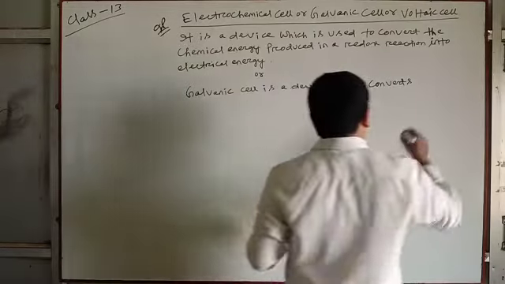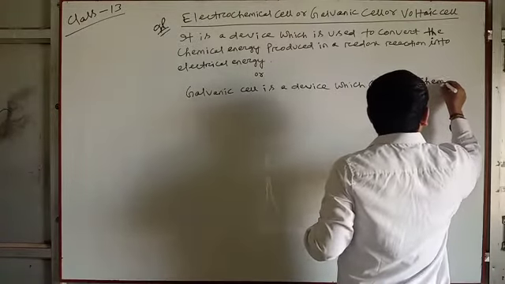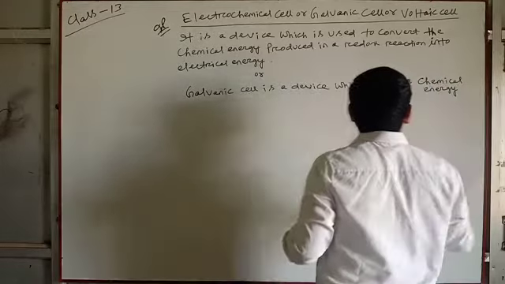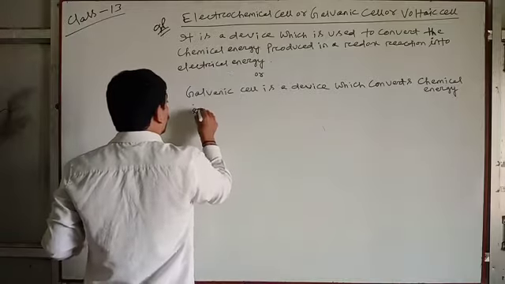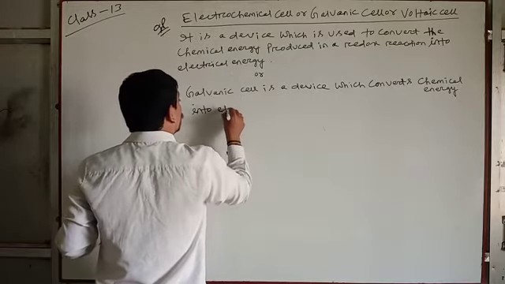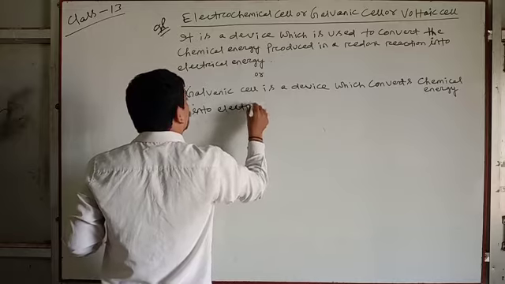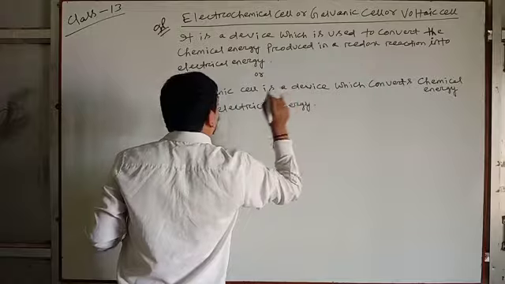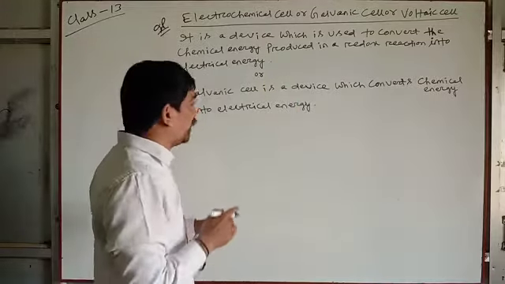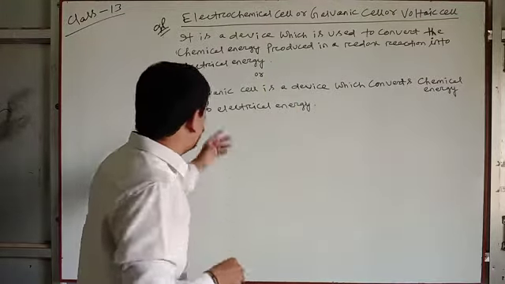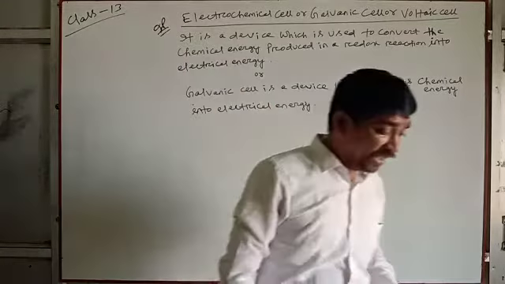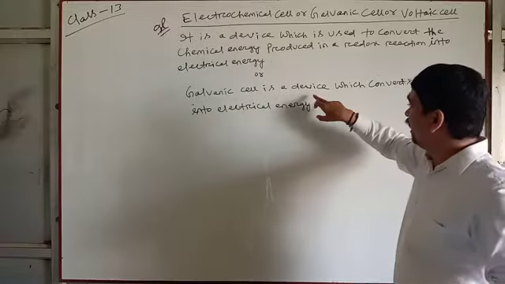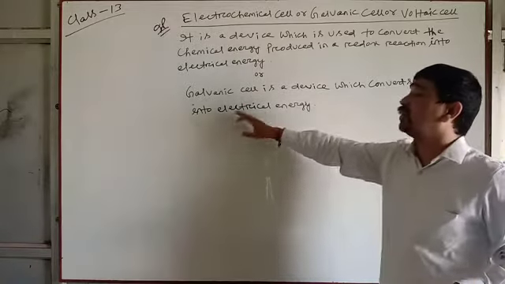Galvanic cell is a device which converts chemical energy into electrical energy. It is a simple line, very easy. Galvanic cell is a device which converts chemical energy into electrical energy.